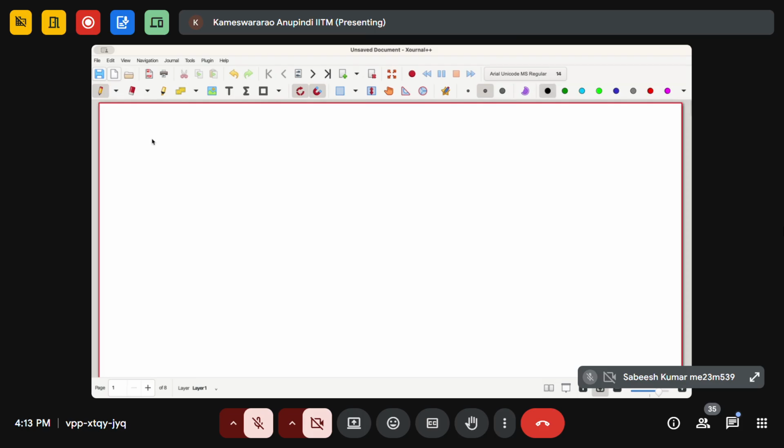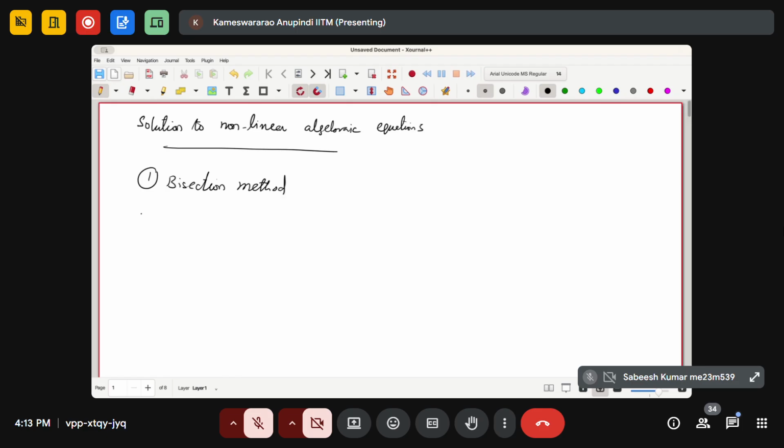So in the last lecture, we started the solution to nonlinear equations, nonlinear algebraic equations, right? That's what we are looking at. We said there are different methods. The first one is the bisection method that we have already seen. We looked at how the method works, then the algorithm. Then we wrote a pseudocode, did some problems with it, and looked at the rate of convergence.